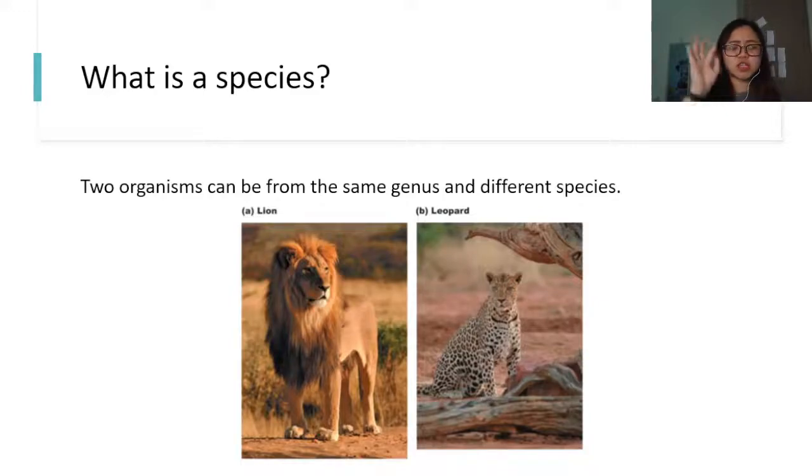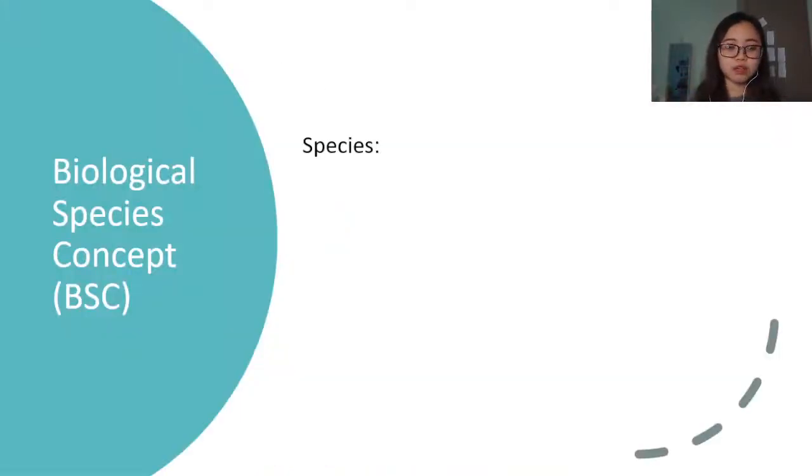So, first things first, think, what is a species? I'm sure you have some idea of what a species is, especially after what we've gone through in Chapter 1 Biodiversity. And you also know that 2 organisms can be from the same genus and at the same time be of different species. There are many different ways to define species, but we usually use this one. We usually use the biological species concept.